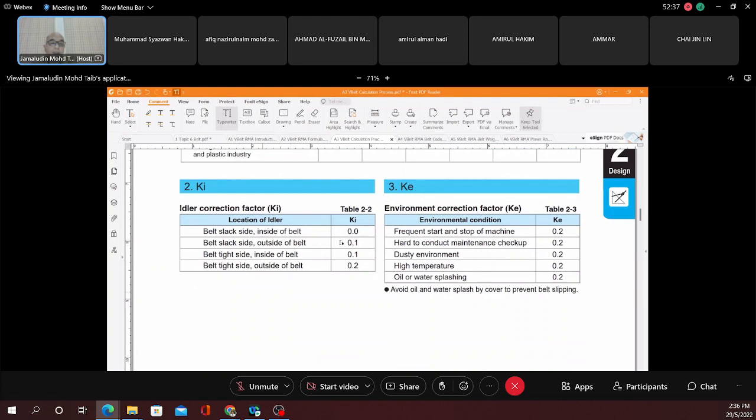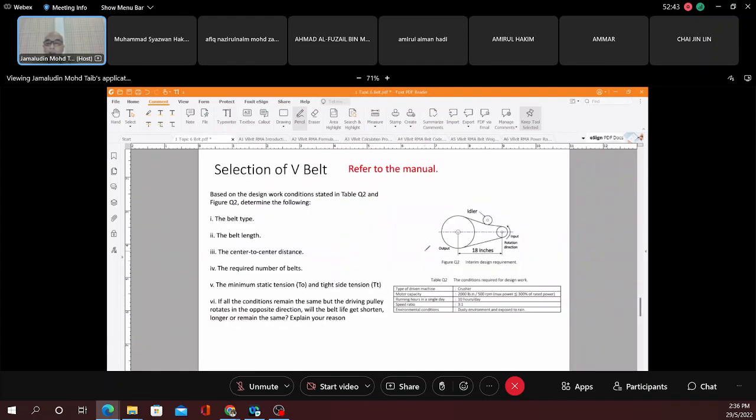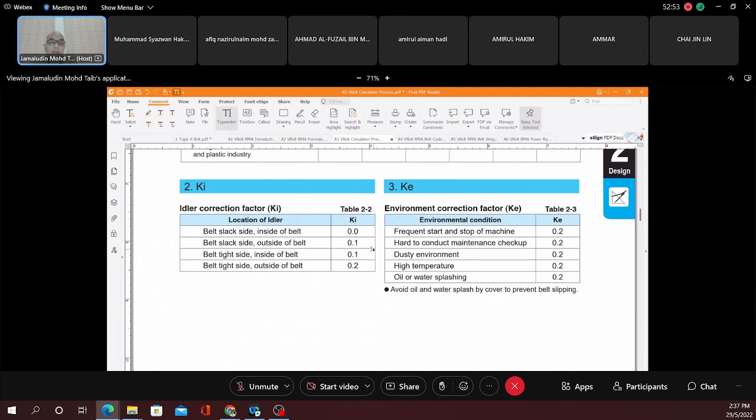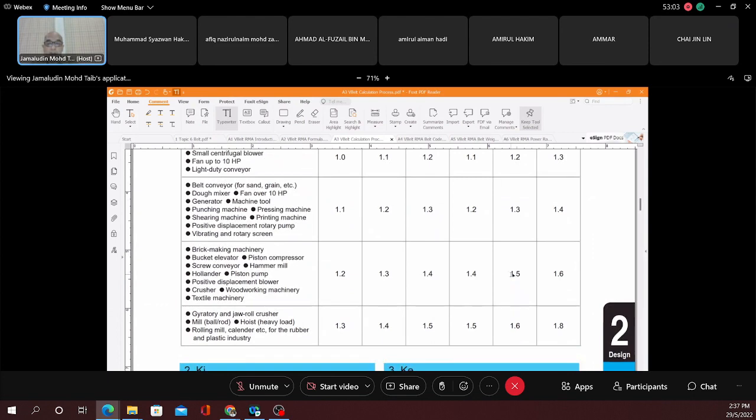All right. Remember, you have to know where the belt is. In this case, where you rotate, this driver, you should know where the tight and the slack sides are, and the position of the idler. Based on that, you can determine the KI. And finally, the environment: dusty, oily, and so on. I think this is going to be a bit straightforward.